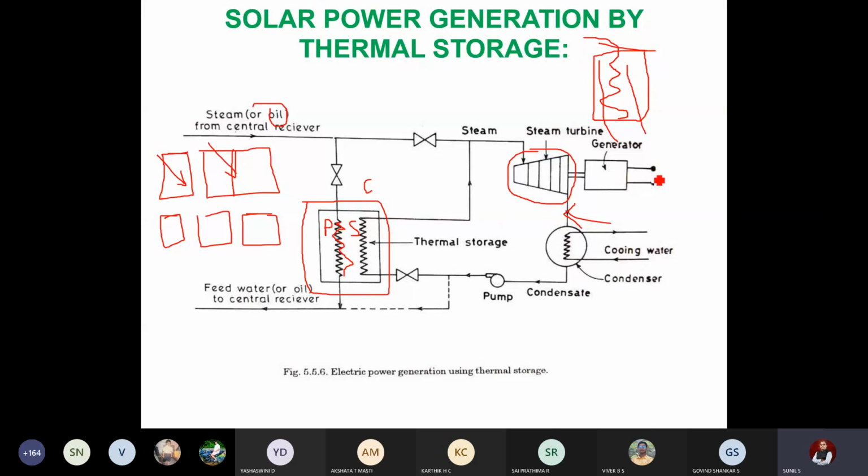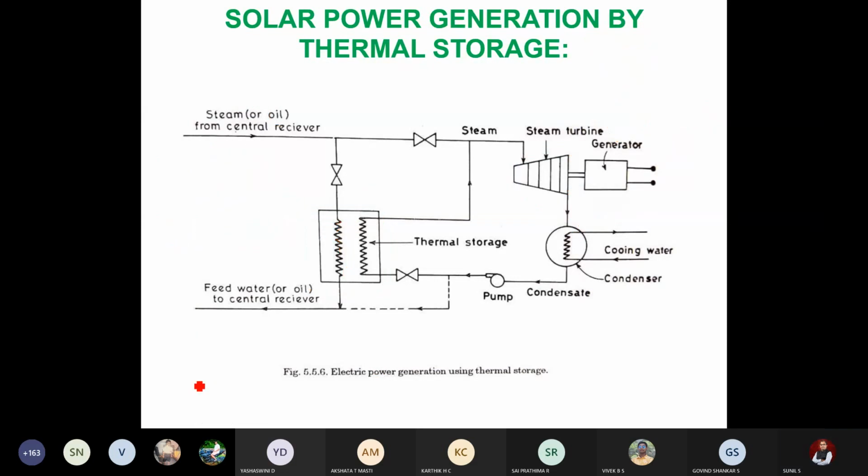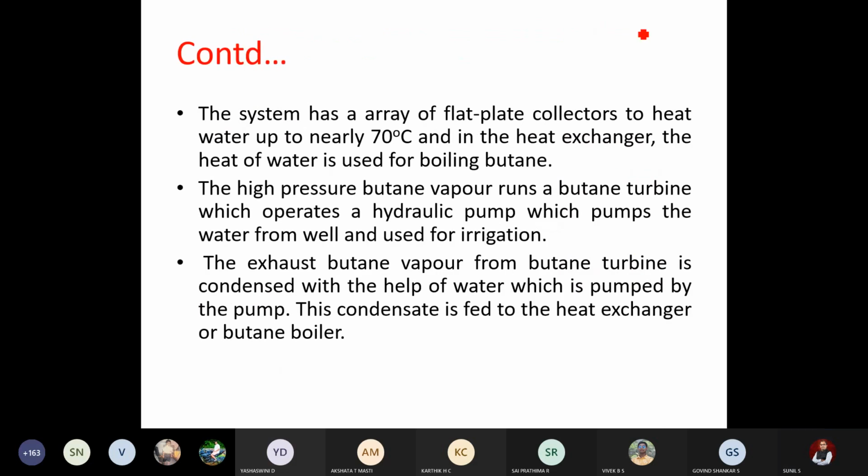This electricity you can store in a battery, or directly connect it to a grid. Depending on the application, you can decide. For example, in our college itself, there are over 150 panels. Whatever electricity we are using is coming from solar energy only. The excess electricity will be uploaded to the grid, since it is connected to the grid. Like that, we can use it. So this is regarding thermal storage.